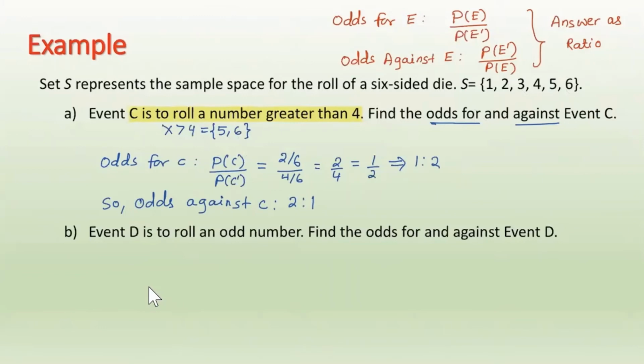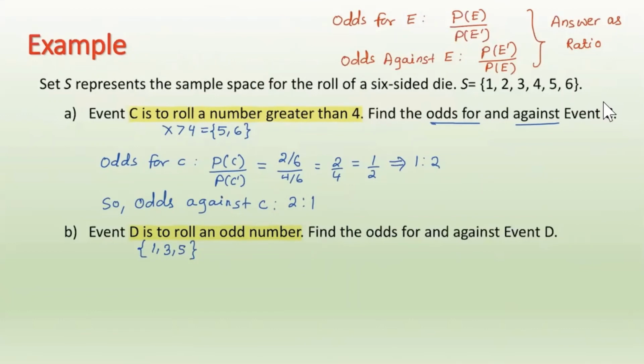In D, the event is to roll an odd number. So when we say odd numbers, tell me what are the odd numbers that you'll get by rolling a 6-sided die? What are the odd numbers there? Please unmute yourself. 1, 3, and 5. Very good. 1, 3, and 5. So there are 3 possibilities there.